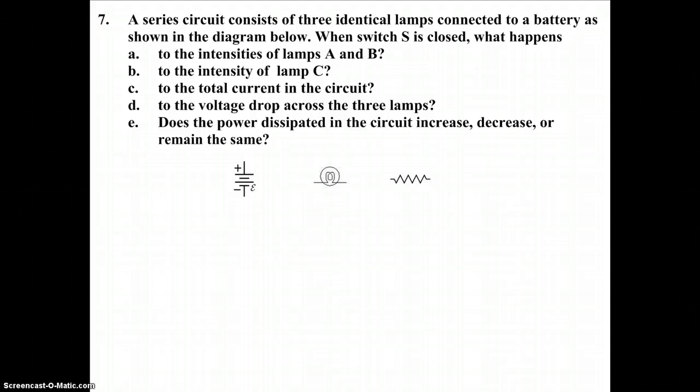Anytime in current electricity you hear the word identical, that devices are identical, what that means is that their resistances are the same. All the devices have the same resistance. Connected to a battery as shown in the diagram below, when a switch S is closed, what happens to, and then you have a bunch of questions to answer, which we'll get to.